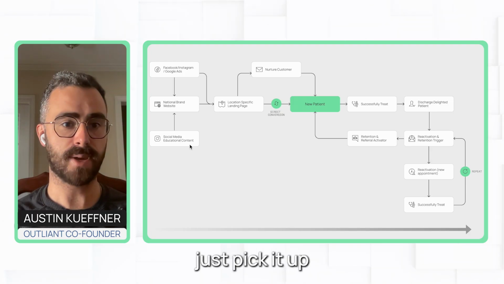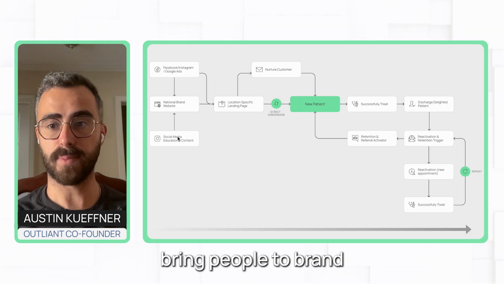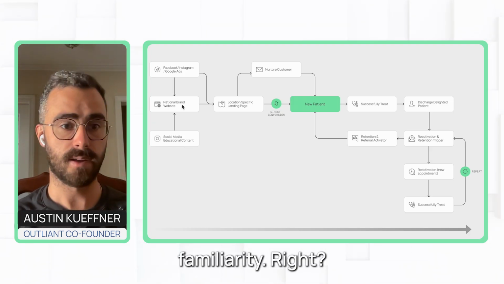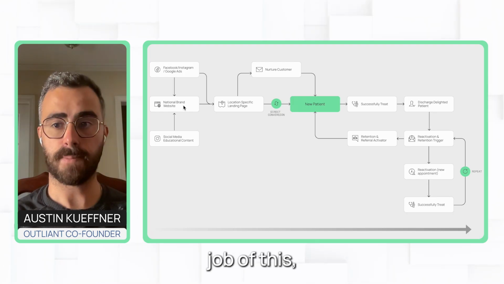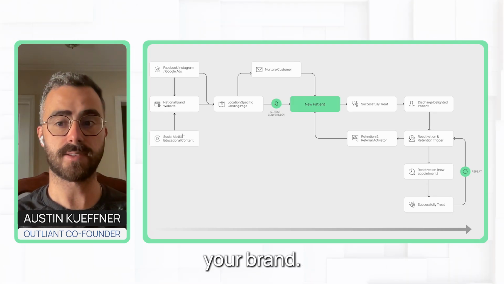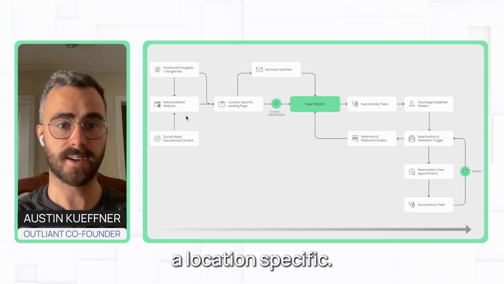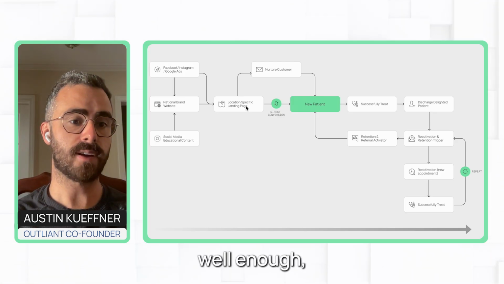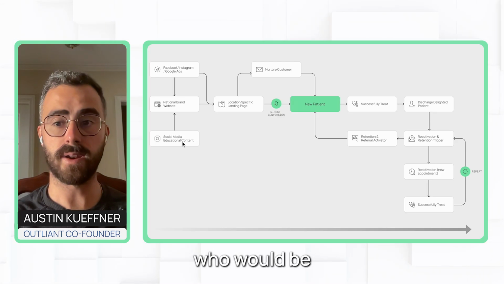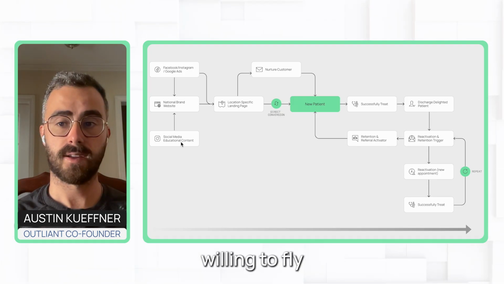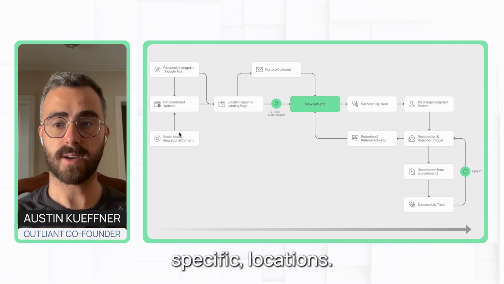The algorithm will just pick it up automatically and bring people to your brand and build familiarity, right? If you do a good enough job of this, you can have people seek out your brand so much so that they will fly into a location. If you do this well enough, you will have people who would be willing to fly just to be able to go to one of your specific locations.